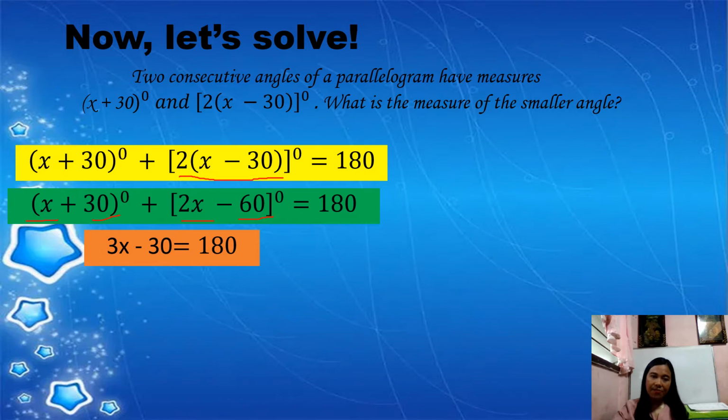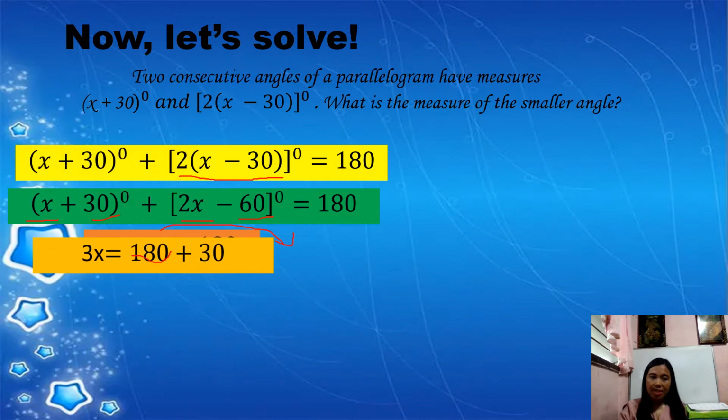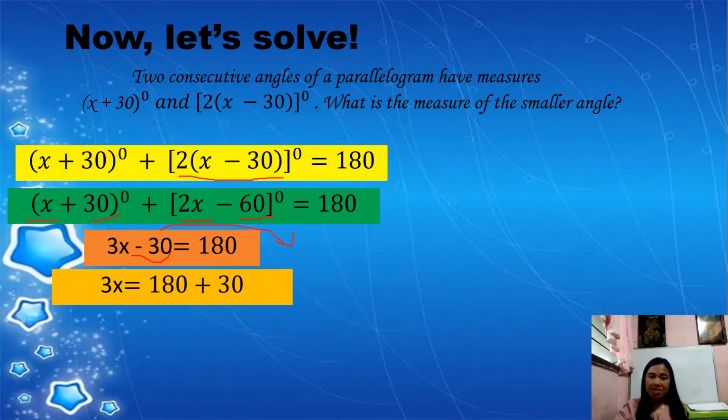Now this negative 30 should be transposed to the other side of the equation so that it will be combined with 180. The transposition rule says that whenever you transpose a term to the other side, you have to change the sign of that term. So from negative 30, it becomes positive 30 on the other side. 180 plus 30 is 210. Just copy 3x. Now we have 3x equals 210.